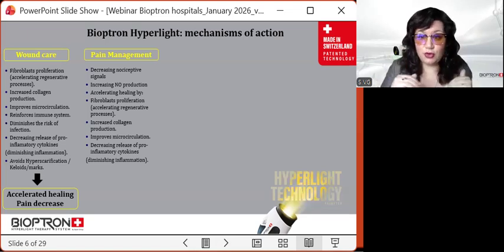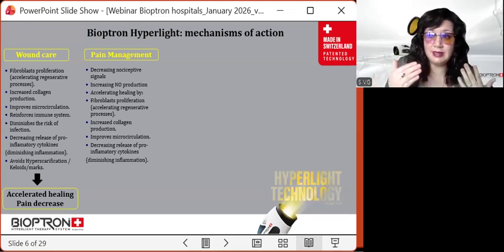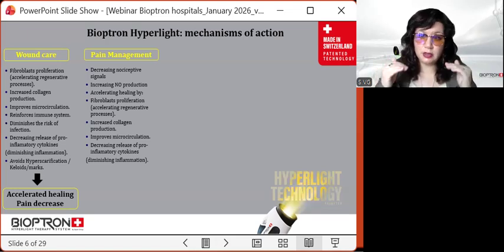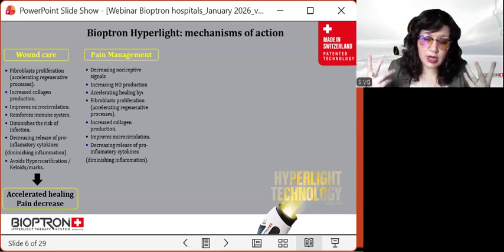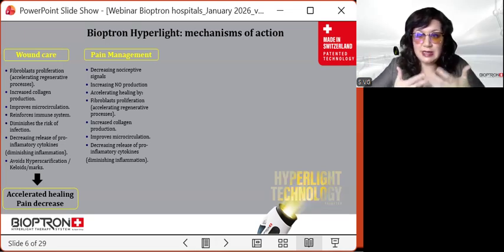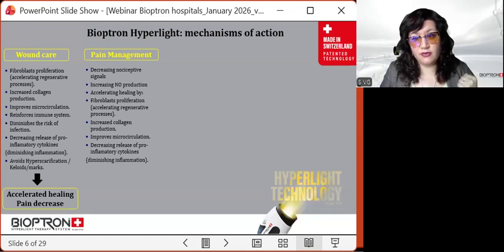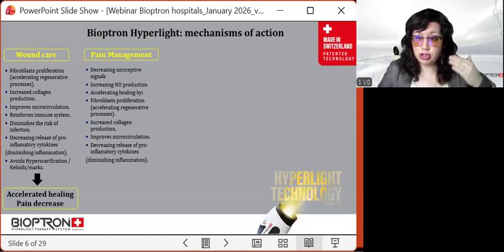And as we saw before, it will accelerate the regenerative process. So if you are treating a tendinitis or lesion of the muscles, etc., it will not only decrease the pain, but also accelerate the healing, increasing the collagen production, improving the microcirculation, which is very important to accelerate the regeneration, but also to decrease the ischemic pain, and also, of course, decreasing the release of pro-inflammatory cytokines that will favor the inflammation.